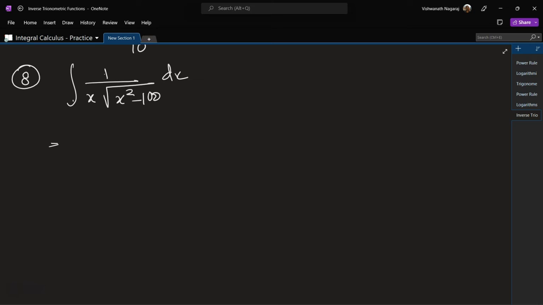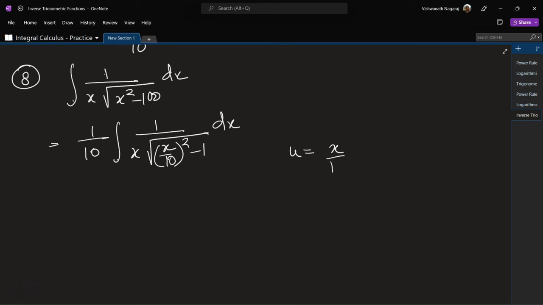Again, it is secant inverse. If you are very sure, you can directly write it, right? Because this will become x by 10 square. So you can directly write it, but I'm going to do it step by step. So this would be what? We have to take out 100. So let's take out 10, that is square root of 100. Integral of 1 by x square root of x by 10 square minus 1 dx.